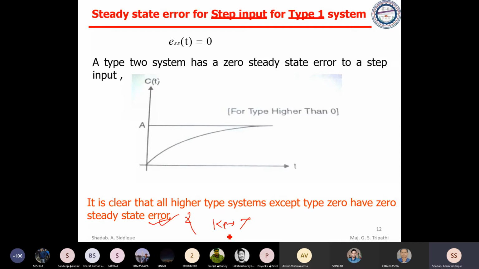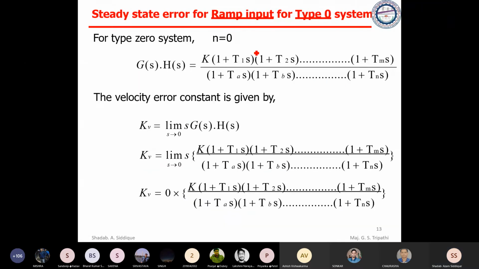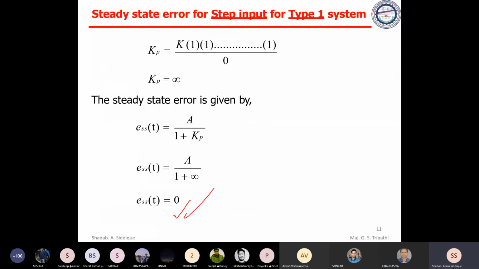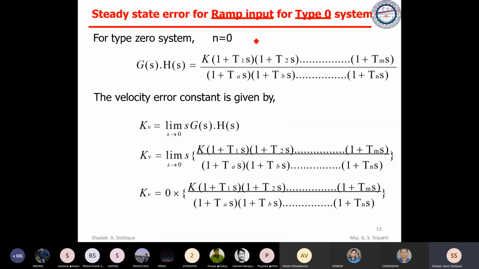Now we'll try to take steady state error for ramp input. We will summarize all these in a table also. Now we have ramp as input and a type 0 system, so n equal to 0. Again, we have taken the OLTF, G(s) into H(s), which is equal to this one. Type 0 system means s to the power 0. There is no pole at origin.